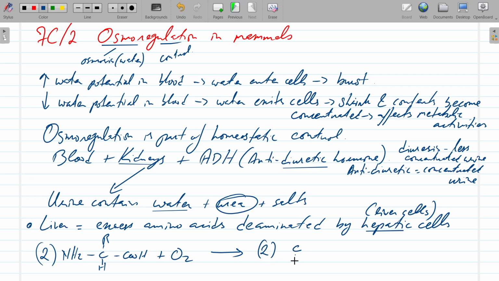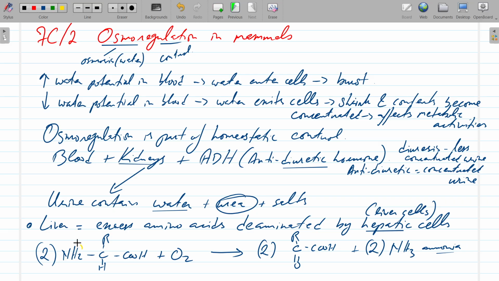So 2 of this guy plus 2 of NH3. So that's ammonia. And so how are we getting NH3 when we only have NH2? Well, if you just notice what's happening, oxygen's coming in, and the position of the oxygen.